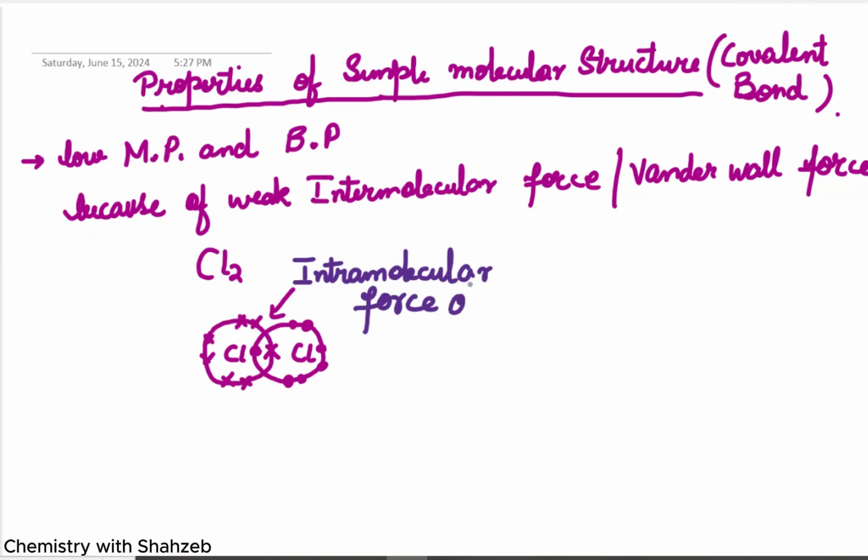So this force of attraction is quite strong. That is not weak. But we are saying that they have low melting and boiling point because of weak intermolecular force of attraction. So now what is weak intermolecular force of attraction? Remember, this covalent bond is intramolecular force of attraction. Okay.